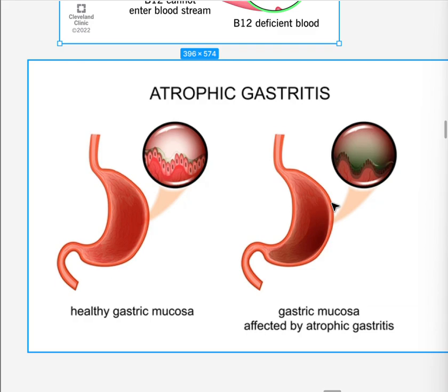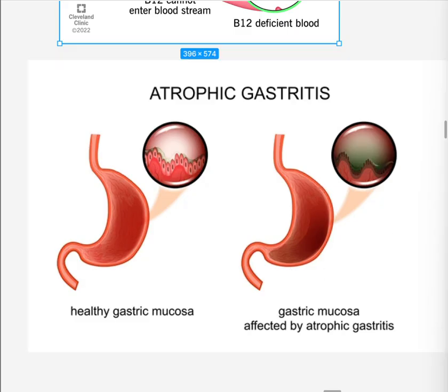Now, we have a condition called chronic atrophic gastritis, which is a long-standing inflammation of the stomach that causes loss or atrophy of gastric glands, loss of parietal cells, and reduced gastric acid secretion. The stomach mucosa, with time, becomes thin and atrophic. Now, there are different types of gastritis.